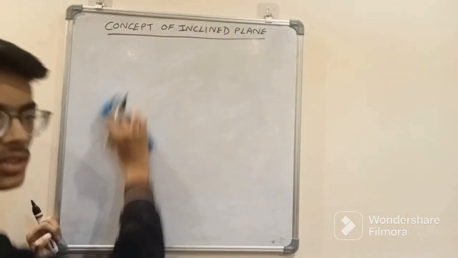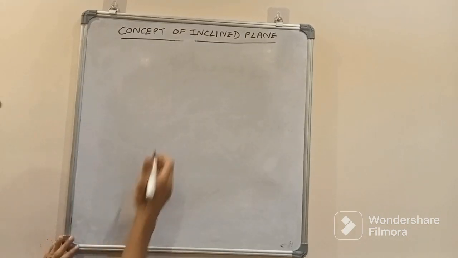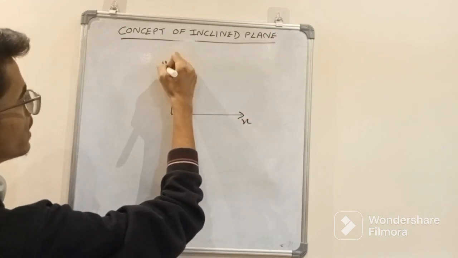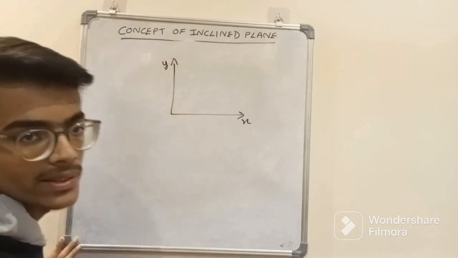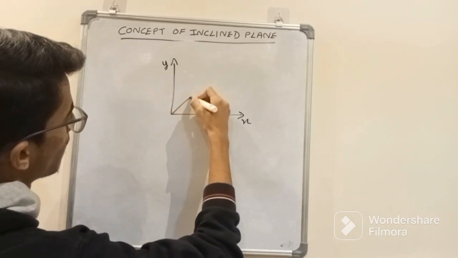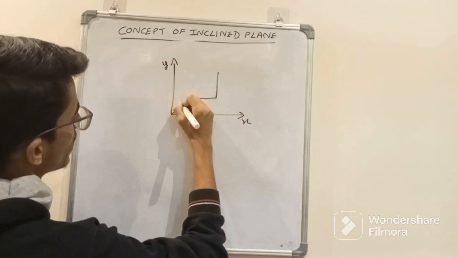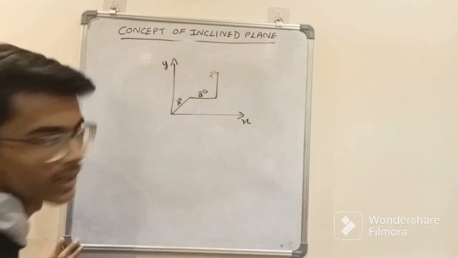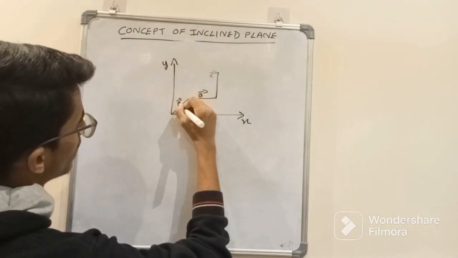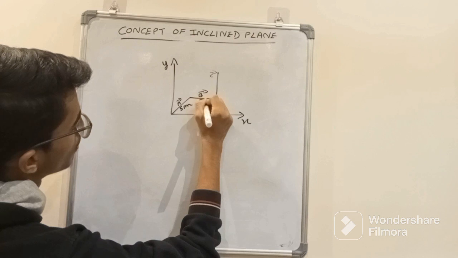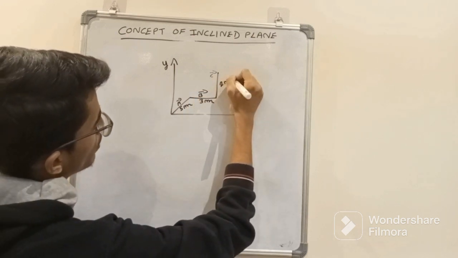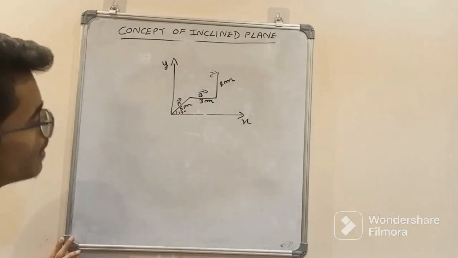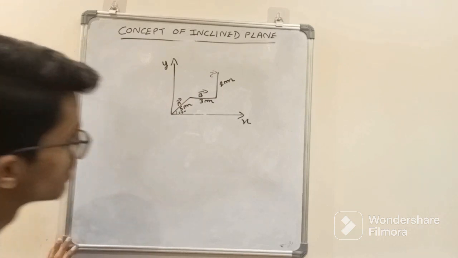So now let's take one basic question. So let's say we have a plane. We have the x-axis and the y-axis. Now let's take three vectors. Let's name them A vector, B vector, and C vector. Let's say A is of 5 meters, B 3, and C 2 meters. The angle of inclination is 37 degrees, and we are asked to find the resultant of these three vectors.